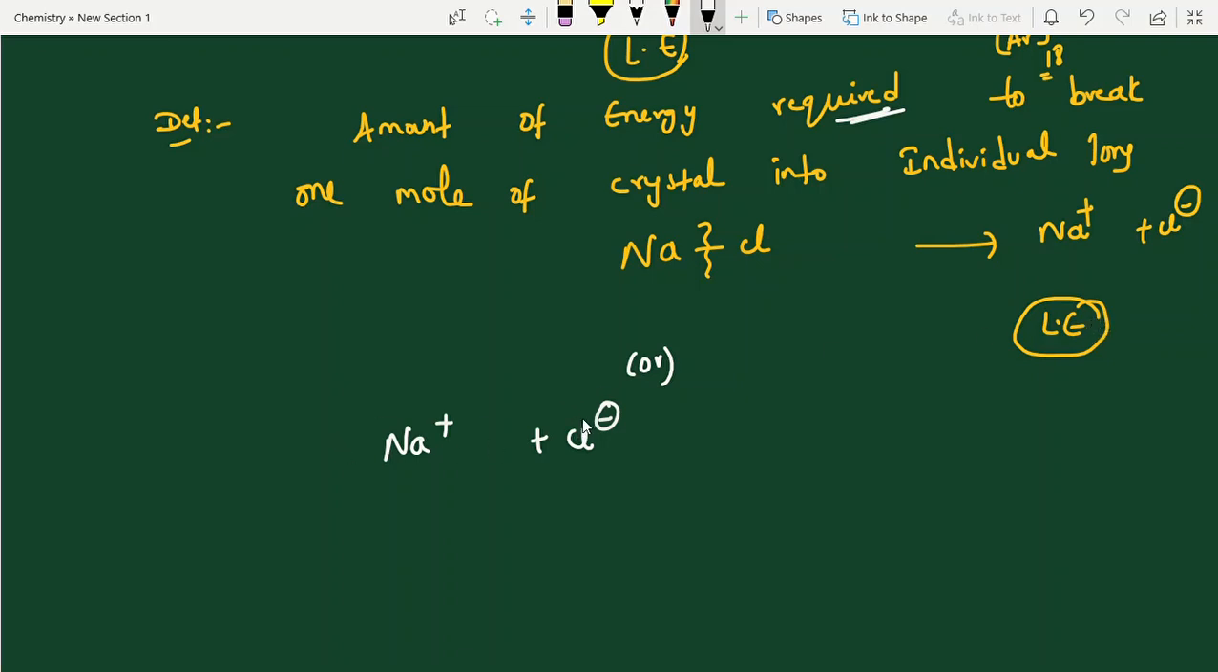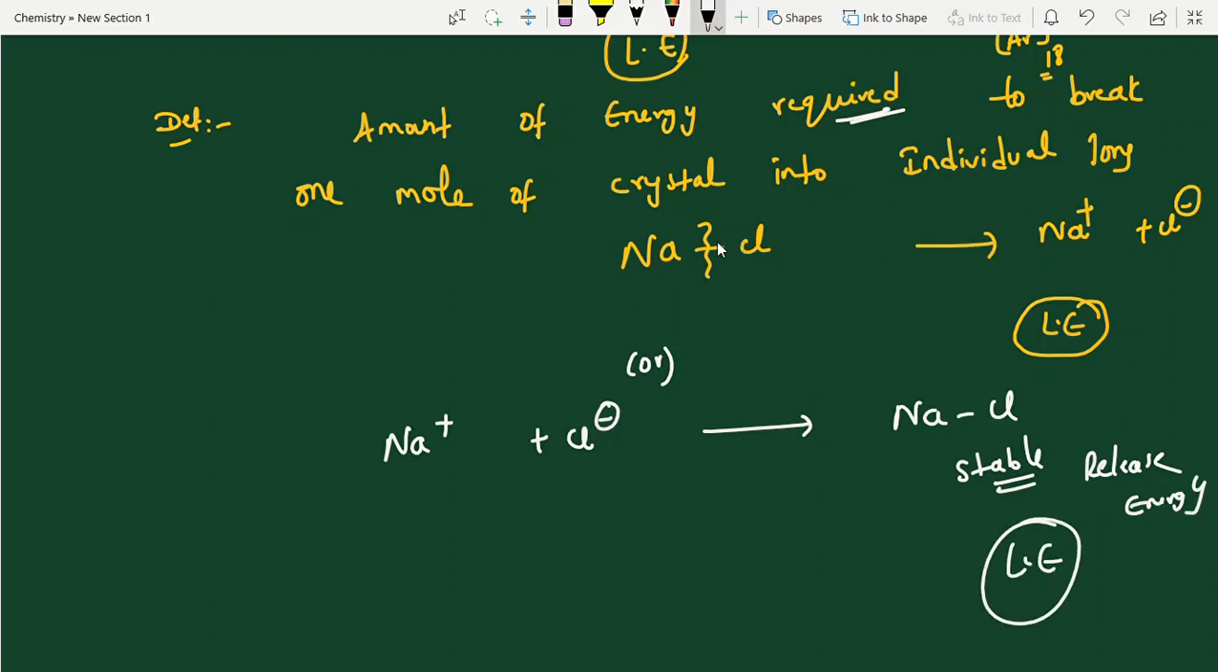When the system releases energy, it is exothermic. Whenever ions form the bond, the ionic state is unstable, and converting into the molecular state makes it stable. Stable means definitely it releases energy, and that energy is also called lattice energy. So either the energy required to break it, or the energy released during formation, we call it lattice energy. Clear, students? Now, what is the important role of lattice energy in solubility?